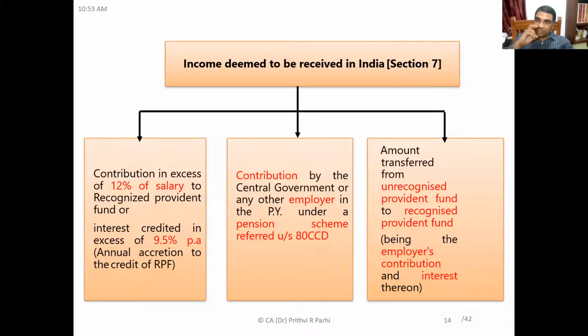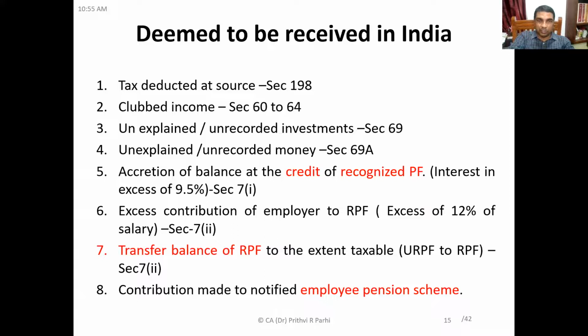So if you refer to section 7, you will come across 3 provisions which talk about income which is deemed to be received in India. Apart from that, in some other situations also you've seen income which is to be deemed to be received in India, like this tax deducted at source will be deemed to be received in India. This has been provided in section 198.